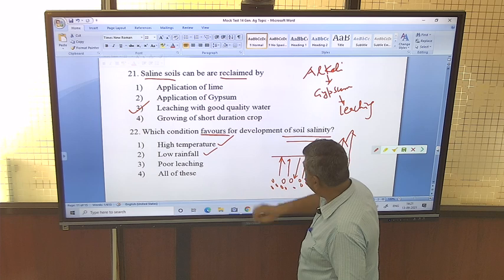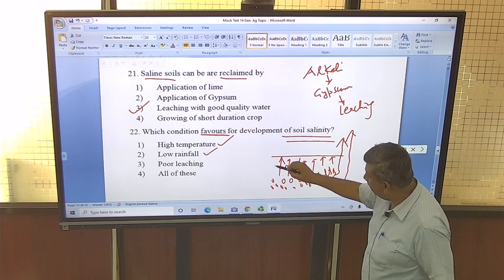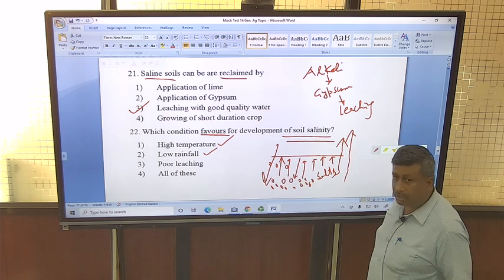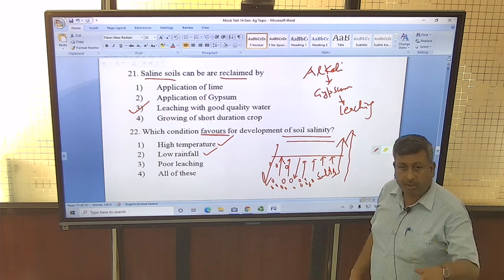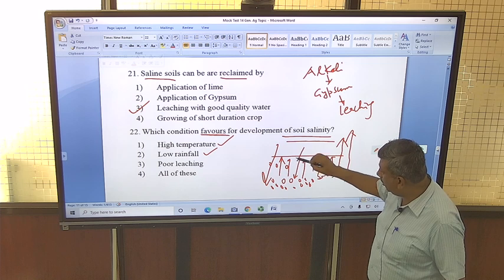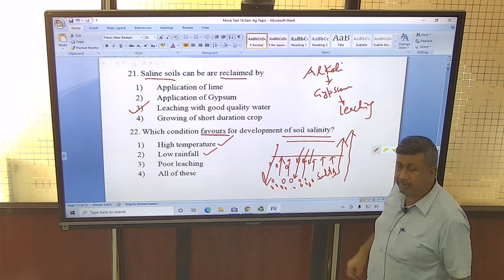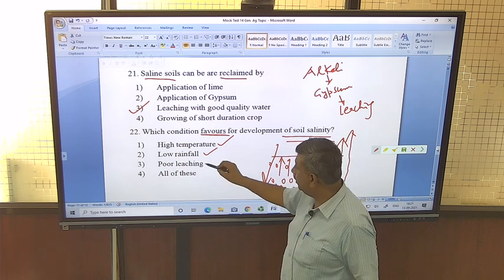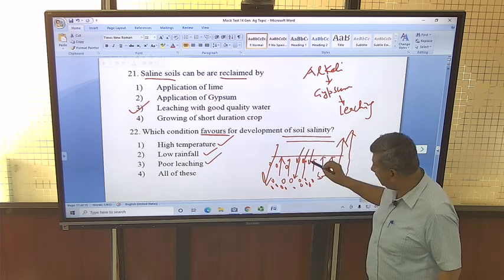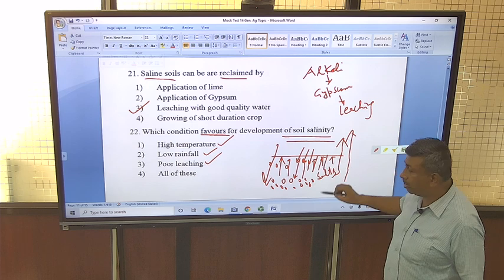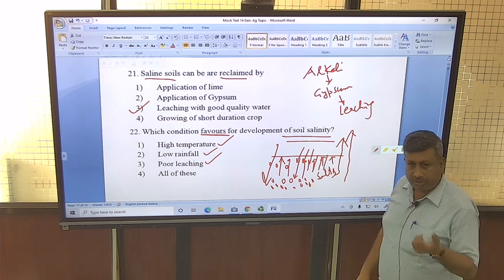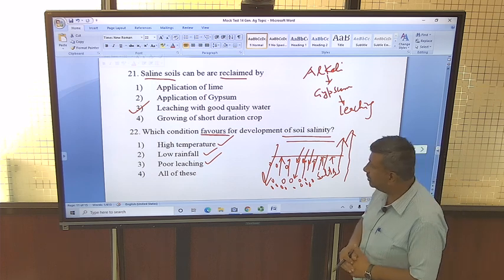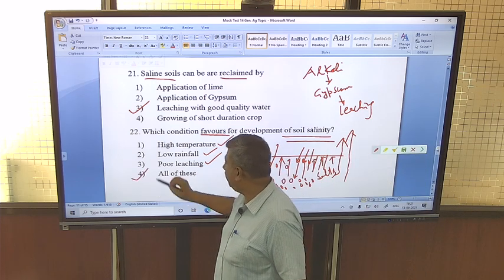Low rainfall: salts are present in the upper layer, and if rainfall is high, these salts will move away from the root zone with percolating water. But if rainfall is low, the salt will remain in the root zone. So this condition also favors the development of salinity. Then poor leaching. If leaching is not sufficient, salt will remain in the root zone. So this is also a problem, poor leaching. All these factors favor the development of soil salinity.